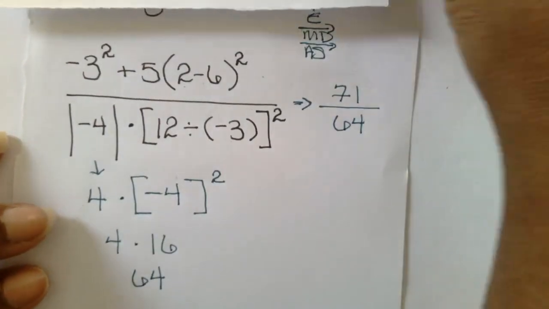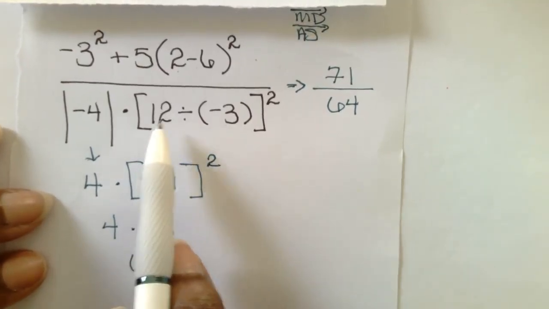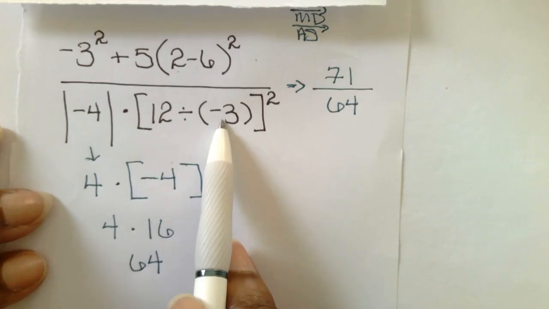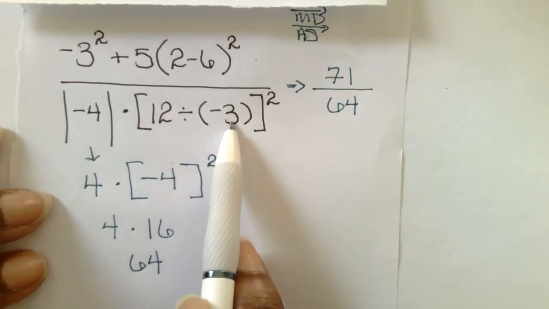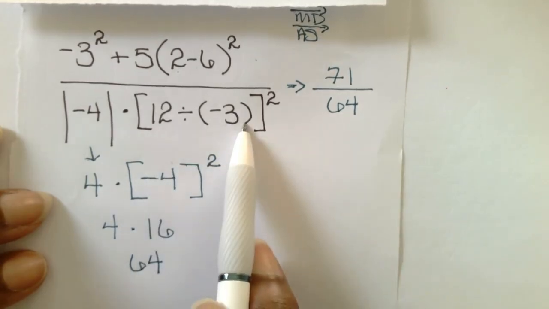Okay, how did the 12 go into 4? So 12 divided by negative 3, a positive divided by a negative is a negative. And 12 divided by 3 is 4.